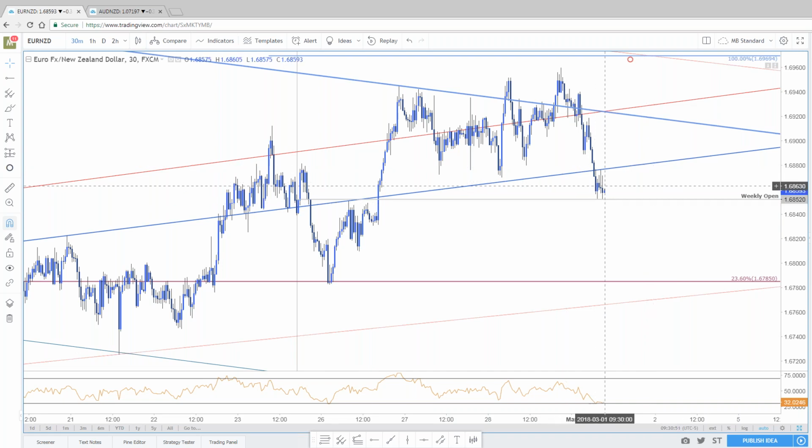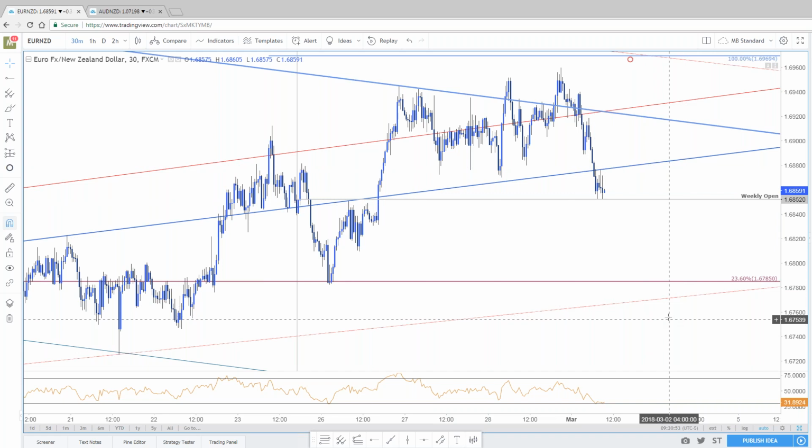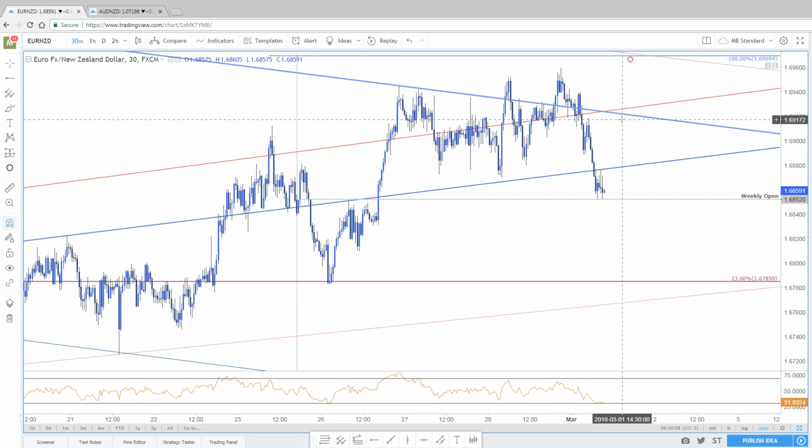But if you're looking to play the possible breakdown for a larger pullback towards the weekly opening range lows, then in that scenario I'd probably keep my stop at break even. Does that make sense, Pooja?